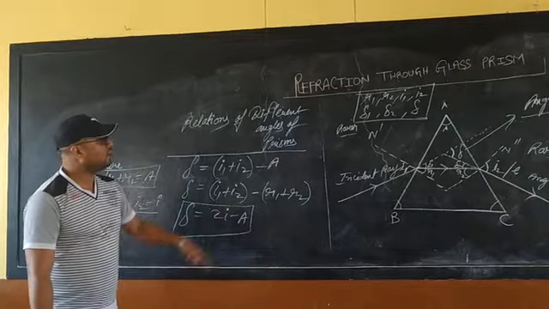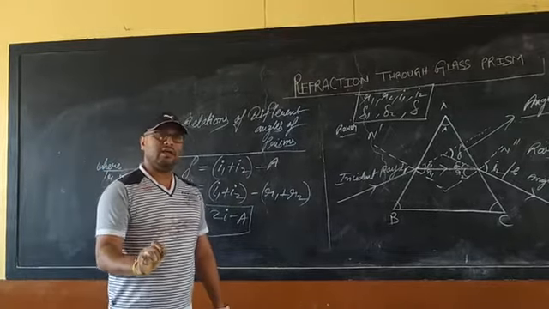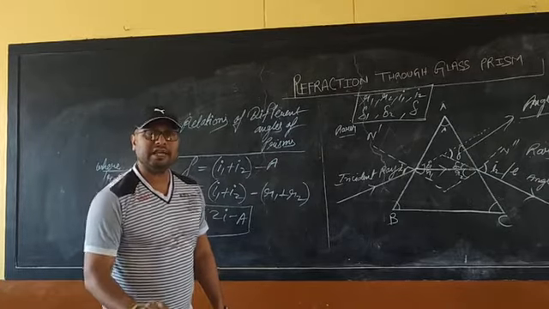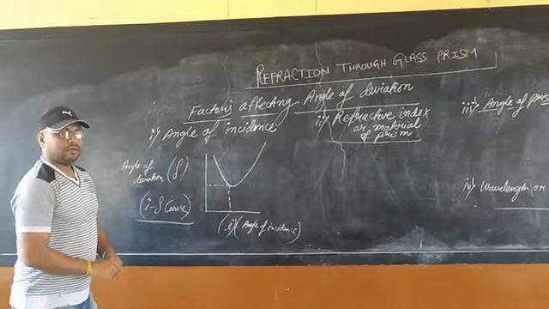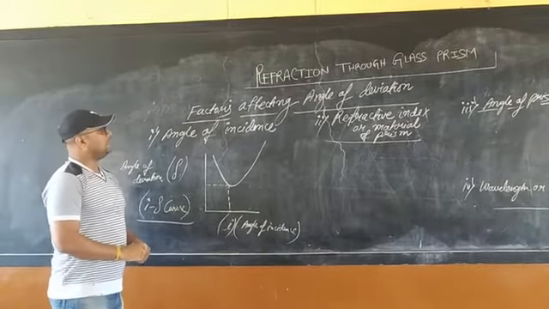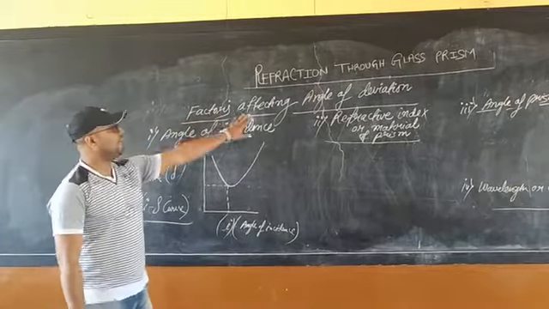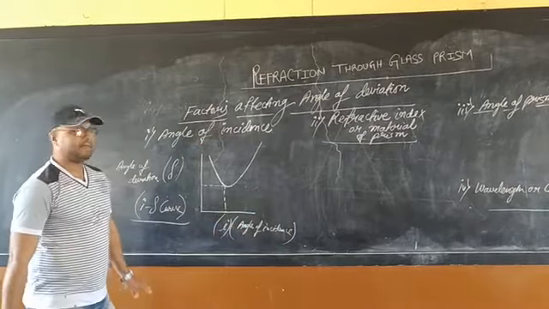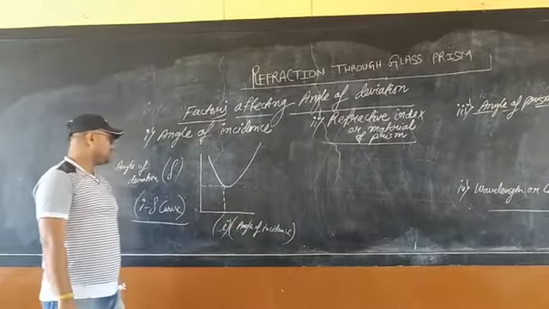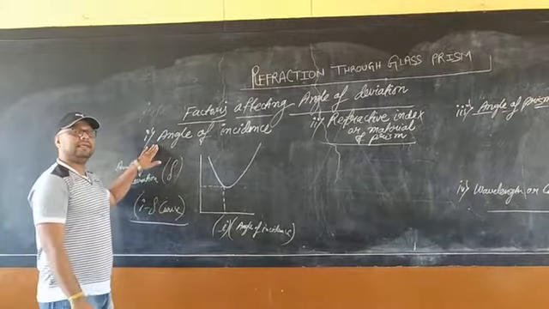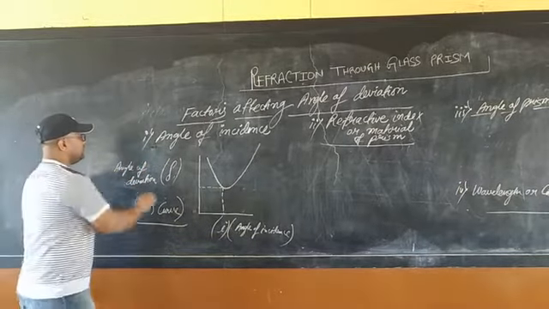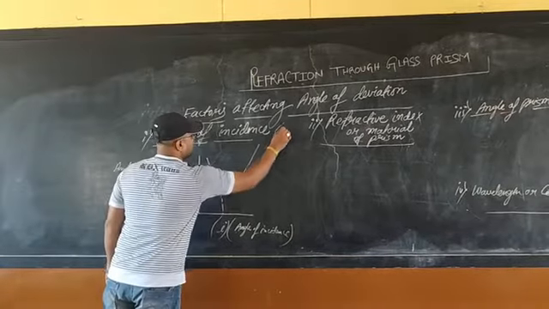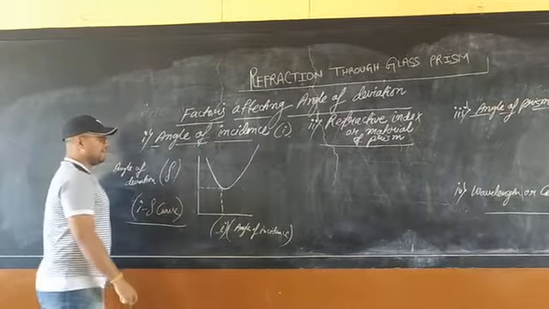So further we go for the factors affecting the angle of deviation. Which factors are affecting the angle of deviation? Okay, now students are going to understand the factors affecting the angle of deviation, which is very important from the examination point of view. There are 4 factors affecting the angle of deviation of the glass prism. First is the angle of incidence. Here we are taking angle of incidence as I.